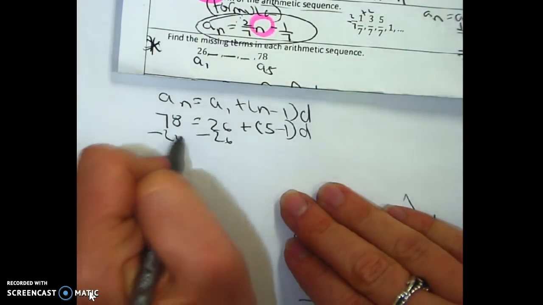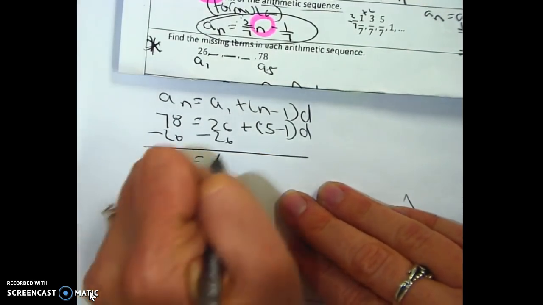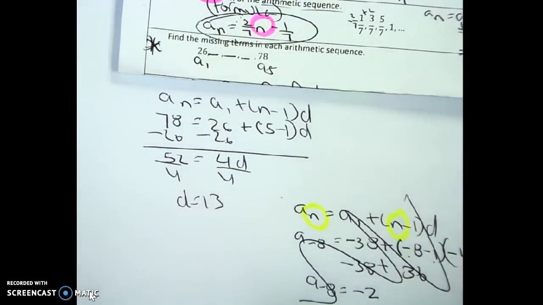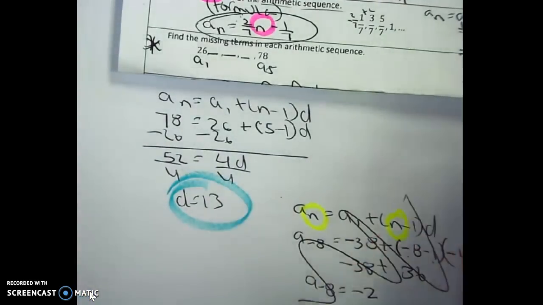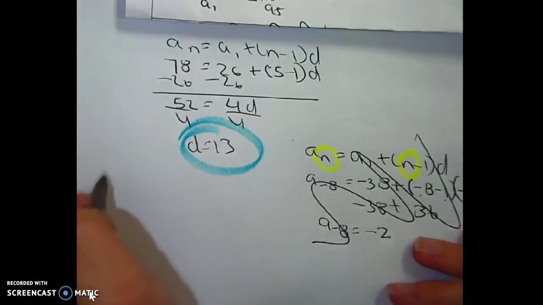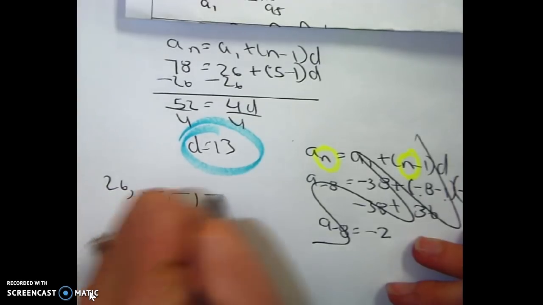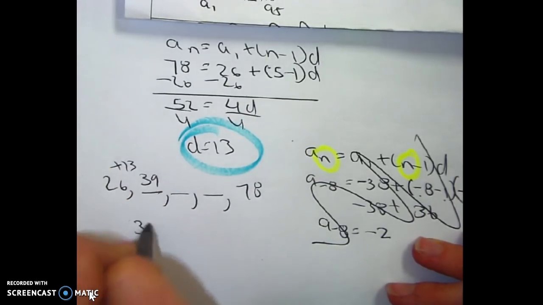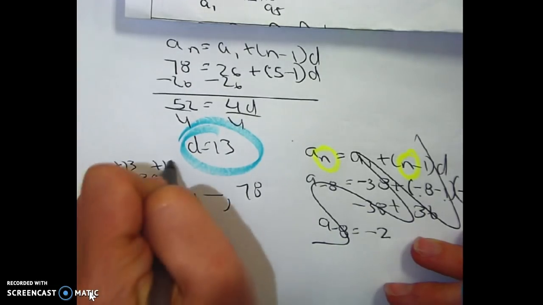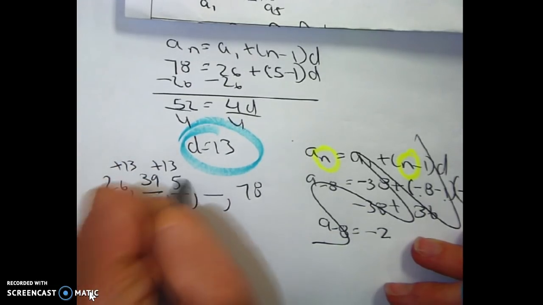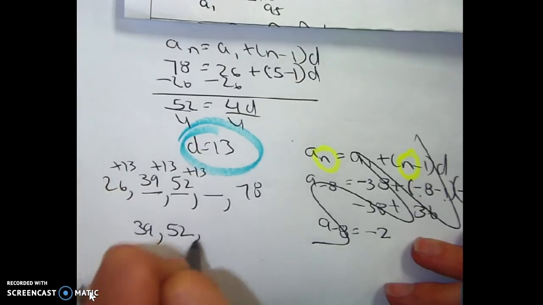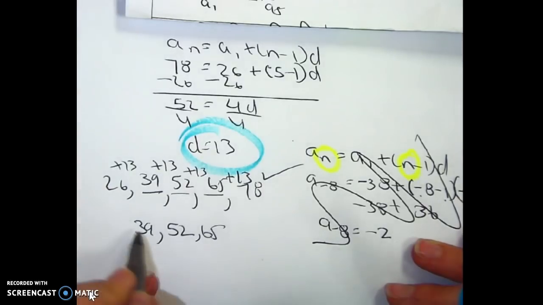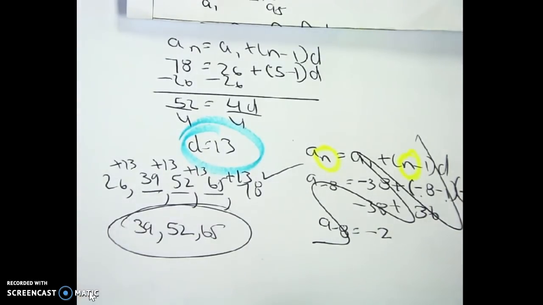Subtract 26. 52 equals 4d, divided by 4. d equals 13. Well, now that I have my pattern, life is a lot easier. So I'm going to rewrite this because I didn't leave much space. I add 13, 39. I add 13, 52. I add 13, 65. And if I add 13, I do get 78. So those are the missing terms of my arithmetic sequence.